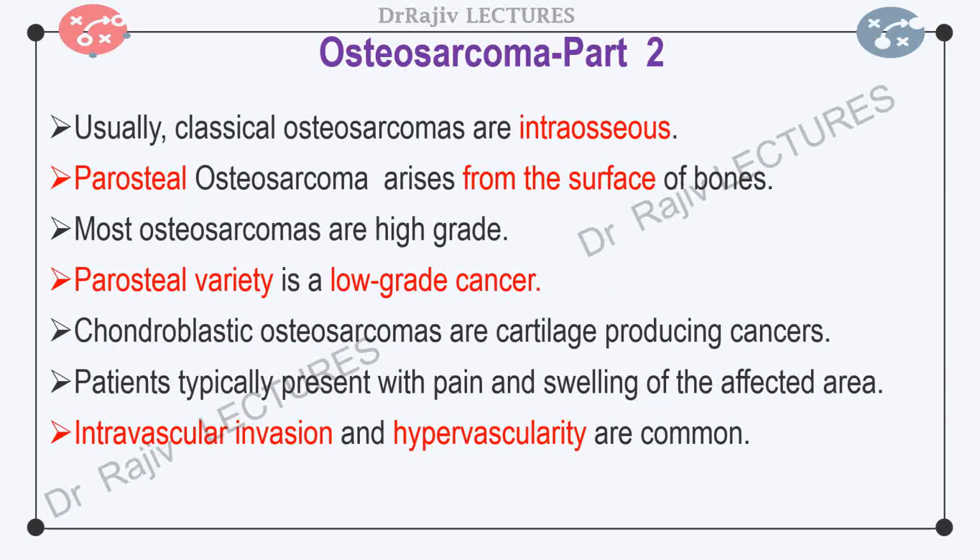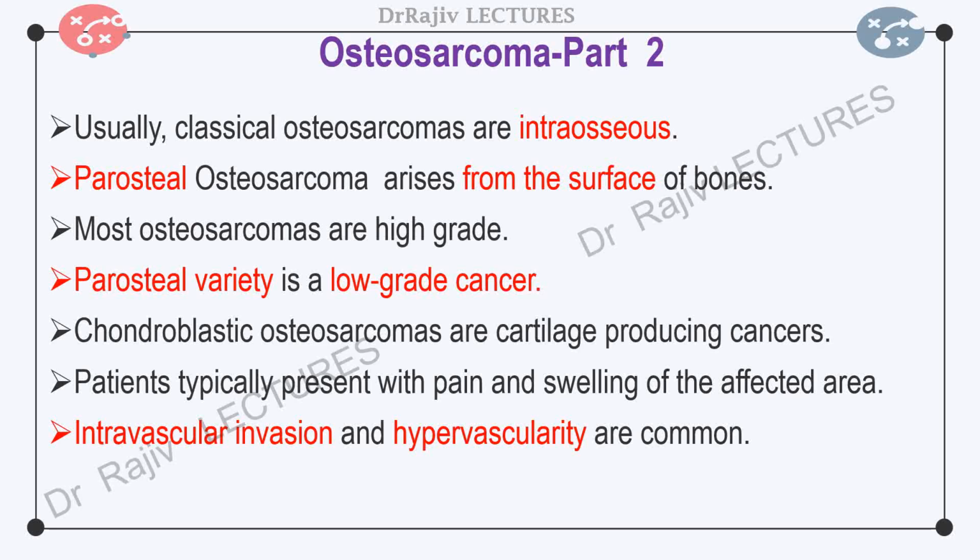Osteosarcomas infrequently penetrate the epiphyseal plate and enter the joint. Patients typically present with pain and swelling of the affected area. Usually osteosarcomas are intraosseous, but they can also arise from the surface of bones. Then it is called parosteal osteosarcoma. Most osteosarcomas are high grade. The parosteal osteosarcoma is a low grade osteosarcoma.